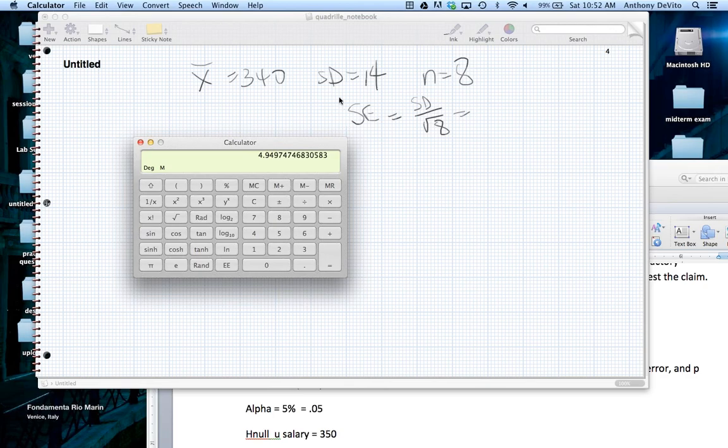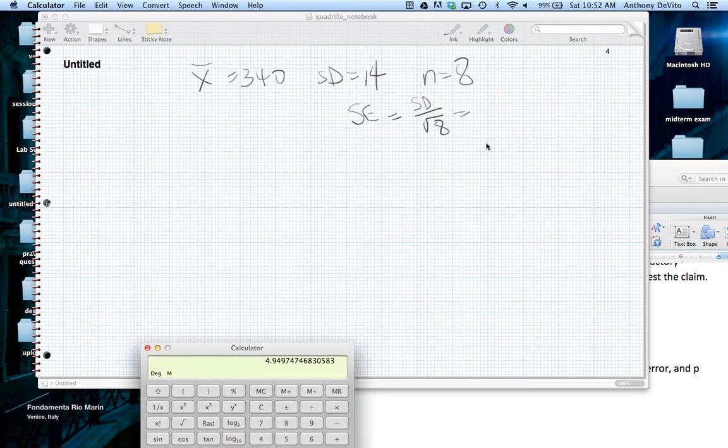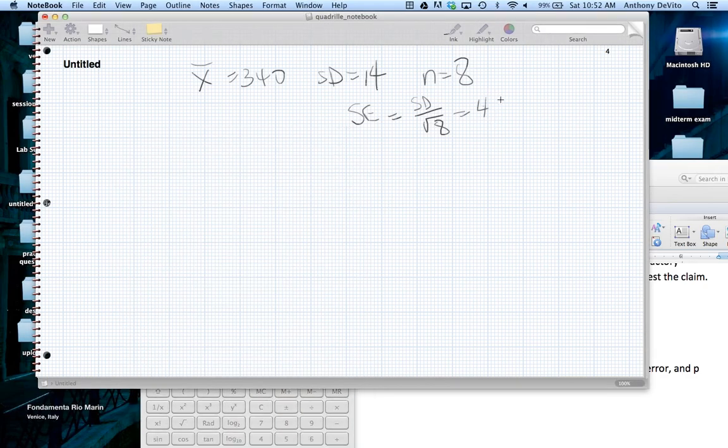I'm going to round that to, again, careful with the rounding, 4.95. It's my standard error. So my 95% confidence interval is going to be, let's see, X bar plus or minus. I'm going to do this in 2 steps. X bar plus or minus, now I have to decide what that number is going to be, times my standard error, which is 4.95. Okay, what is that number going to be?